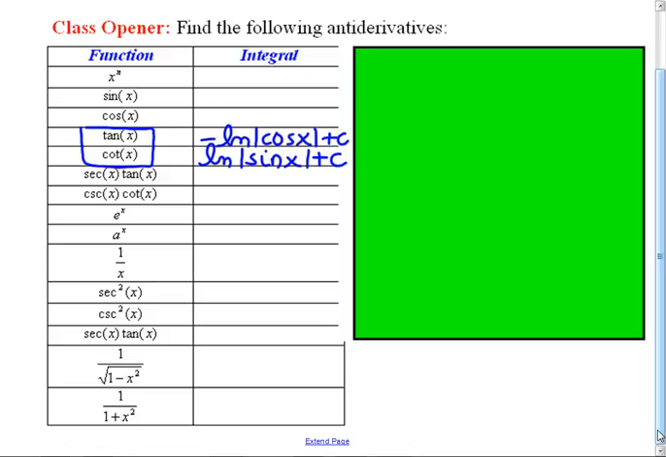So go ahead. I'm going to pause my recording and have you guys write down what those antiderivatives are. And some people are done. Do you want to practice again, or do you know what they are?